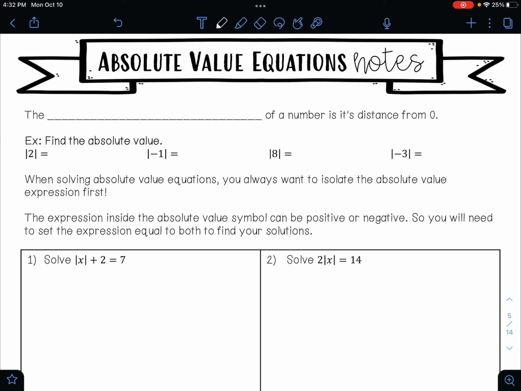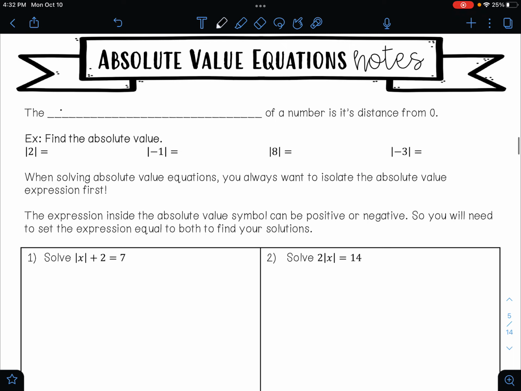In this video, we're going to be talking about absolute value equations. Remember that the absolute value of a number is its distance from zero. Remember, distance cannot be negative.